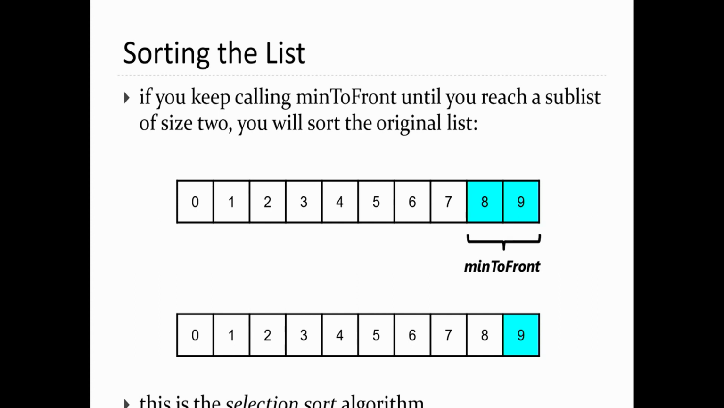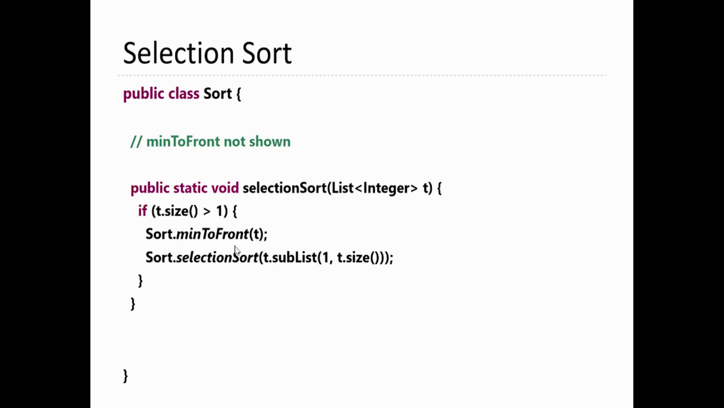They probably, if they showed it to you, would have shown you an iterative version of the method. But you can write it recursively as well. I've got min to front. So how do I write selection sort recursively? Well, I just move the smallest element to the front of the list, and then I sort the rest of the list.